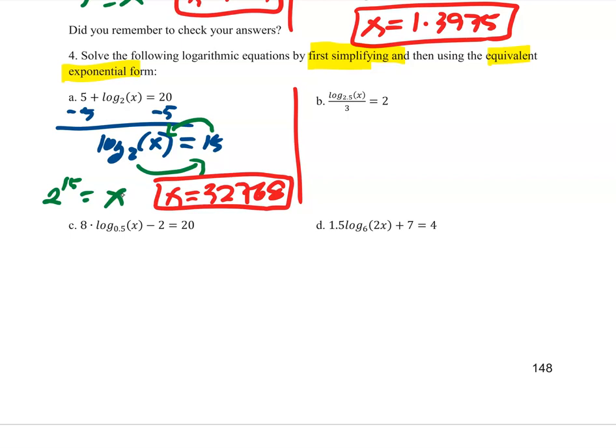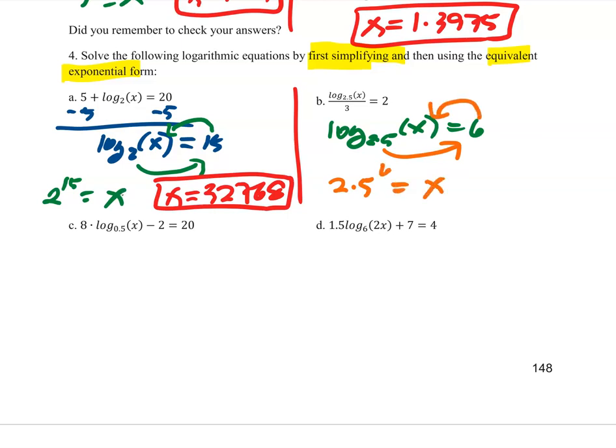Letter B, log base 2.5 of x over 3 is equal to 2. If we multiply both sides by 3, so 3 times 2 is 6. And then use the arrows. 2.5 raised to 6 is equal to x. Calculator. 2.5 raised to 6 is equal to 244.14.